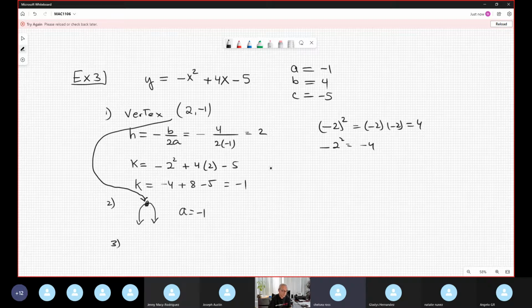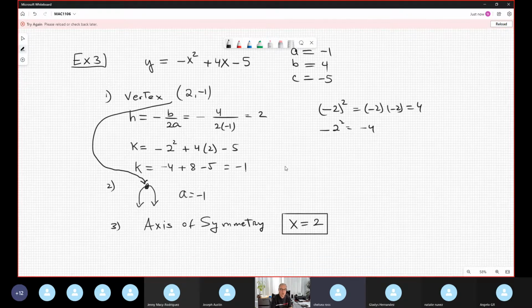Number 3 is the axis of symmetry. It's always the same: x equals h. Oh, sorry, we forgot that. X equals h. In our specific example, h is 2. So it's a vertical line passing through 2.